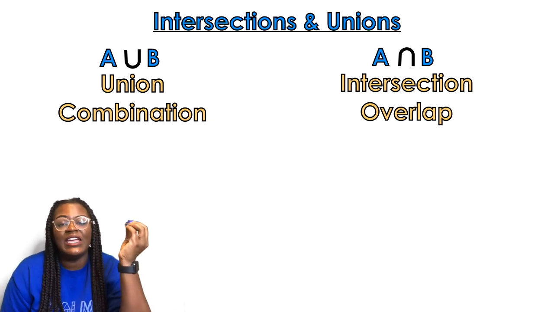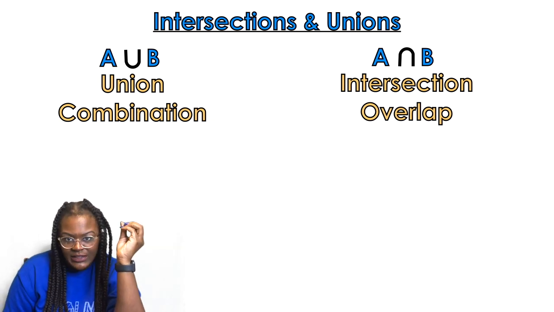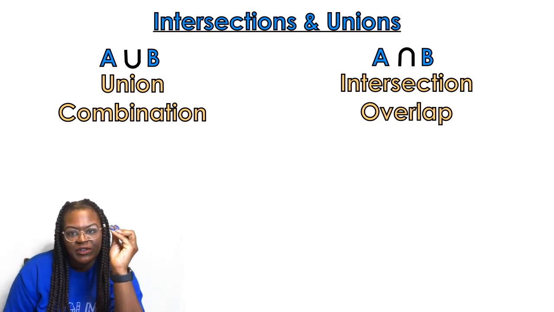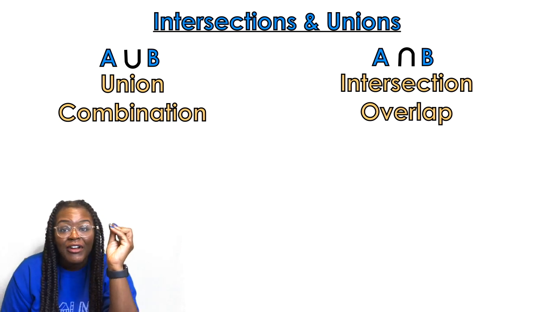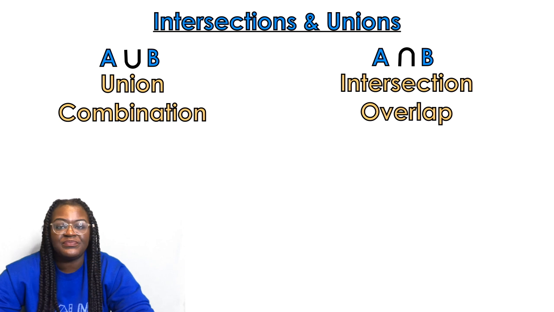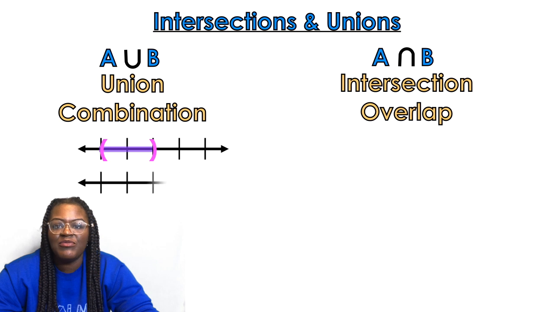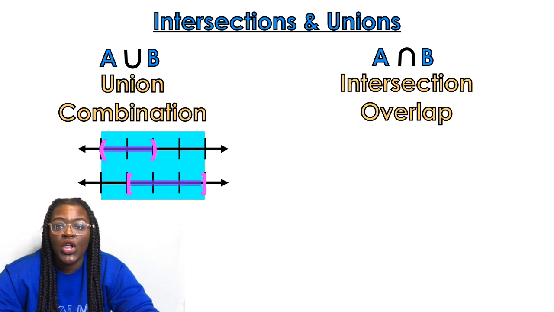So let me give you an example in real life. You and your boo thang, your significant other, your partner, the person that you choose to spend your life with, right? Y'all get together and you bring all your stuff together. Keep that example in your mind, all right? So let's say I have graph A and graph B, right? I need to combine all the values from graph A and graph B. So what that means is I'm going to show you a boundary. So this blue square represents all the numbers, the combination of both graphs. So when I combine both graphs, this is my answer.